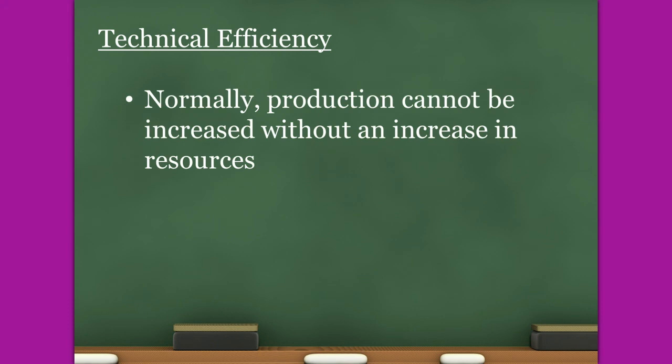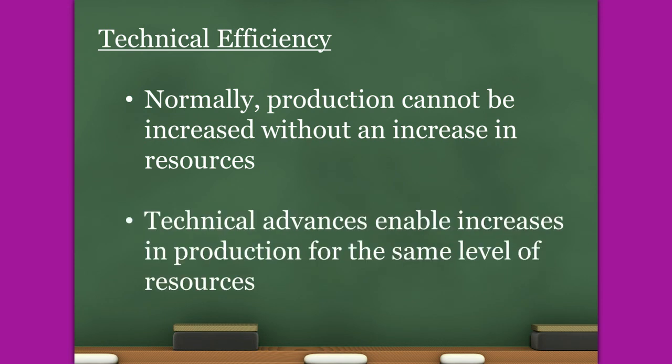Technical efficiency. Normally production cannot be increased without an increase in resources. We discussed this in one of our previous lectures. Sitting on the PPF, we had the point inside where we were underutilising resources. The point outside, we called the unattainable point. Technical efficiency now says, well, we might be able to increase our production with the same amount of resources. So those unattainable points on the previous PPFs now become attainable.